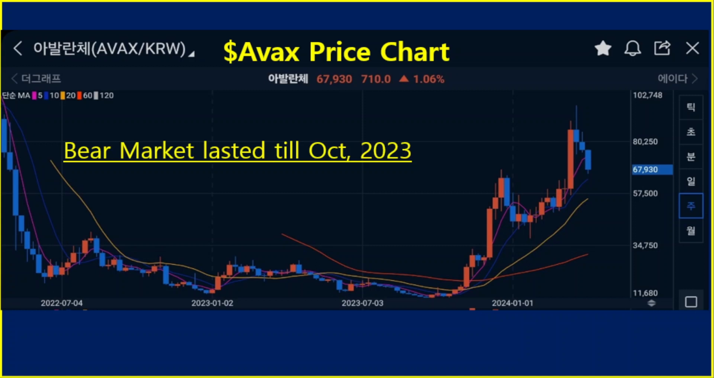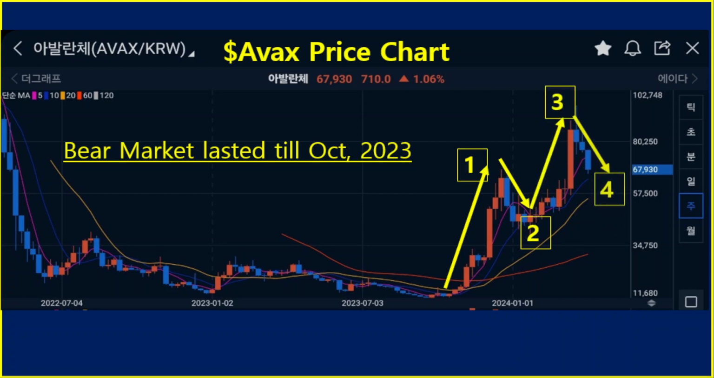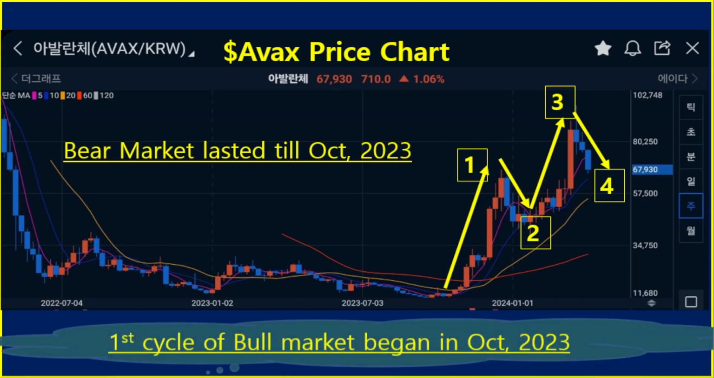Let's go directly to one of those altcoins, the Avalanche price chart. The price has shown a very bearish pattern in the bear market, especially from early 2022, and it continued till October of last year. But then, in October last year, we can see the first impulsive move, wave number 1, and then corrective move number 2, impulsive number 3, corrective number 4, and wave 5 is missing here. This means the bear market has ended already.